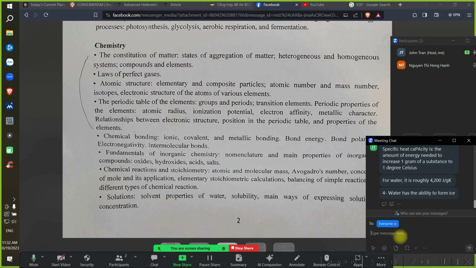So these are the properties of water. But the question here is the solvent property of water, tính chất dung môi của nước. So solvent là dung môi.